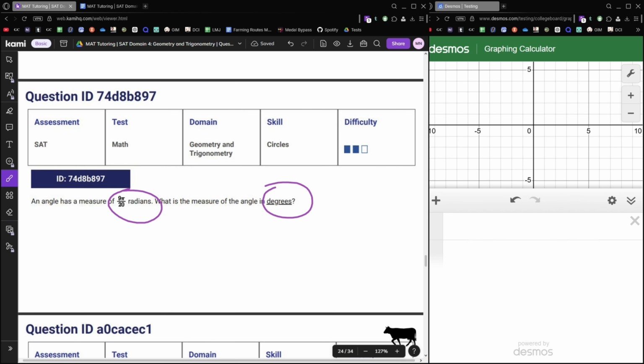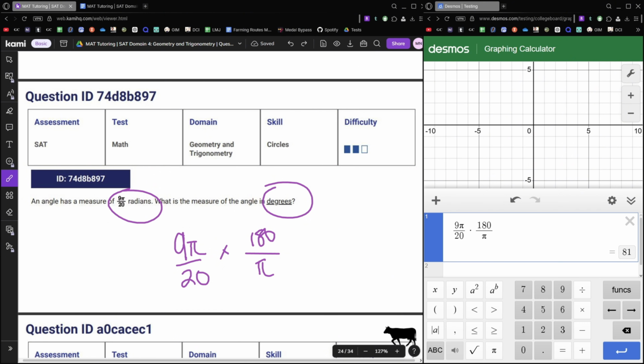Now let's go back to our question. You notice that the pi is on the top of the fraction in the number we're given. So when we multiply by 180 and pi, we want to make sure the pi is on the bottom. We want them to be diagonal from each other so they cancel out, and put that 180 on top. Now if it was the other way around and we had 9 over 20 pi, then you would want to multiply by pi over 180, so the 2 pi's would cancel out. Just saying. Now we can just go ahead and put this into Desmos. And we get our answer would be 81 degrees.